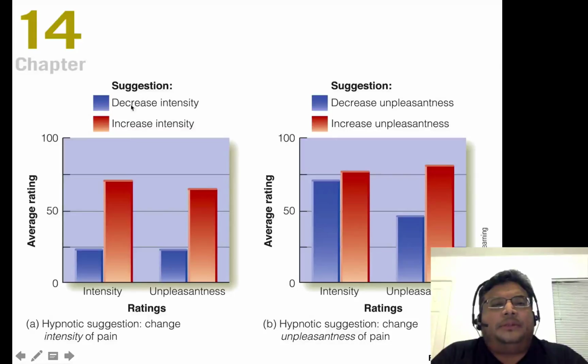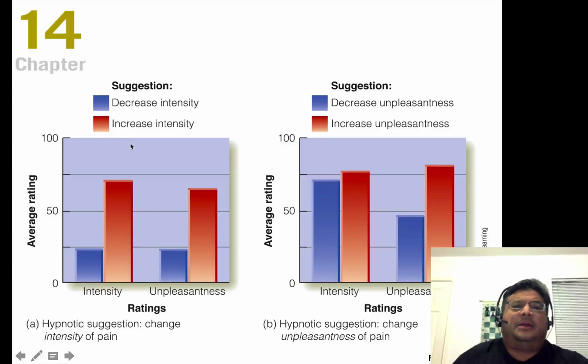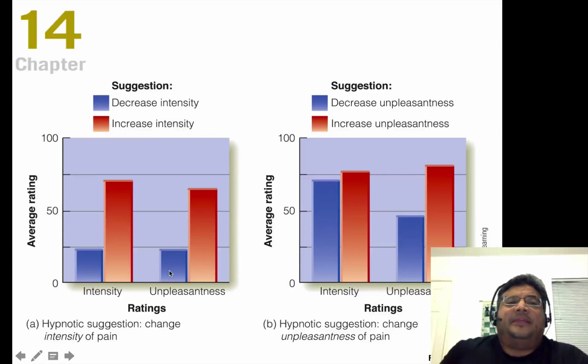So the suggestion to increase intensity when they're hypnotized led to an actual increase in perceived intensity, as well as perceived unpleasantness. And similarly, the suggestion to decrease the intensity of the stimulus led to a reduction in intensity and a reduction in unpleasantness, right? Which you would expect, right? That makes sense. However, this is the cool part right here.